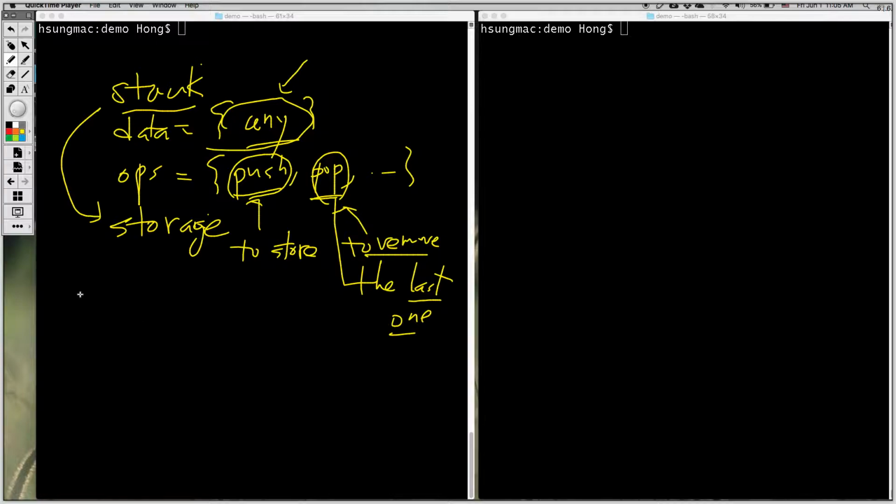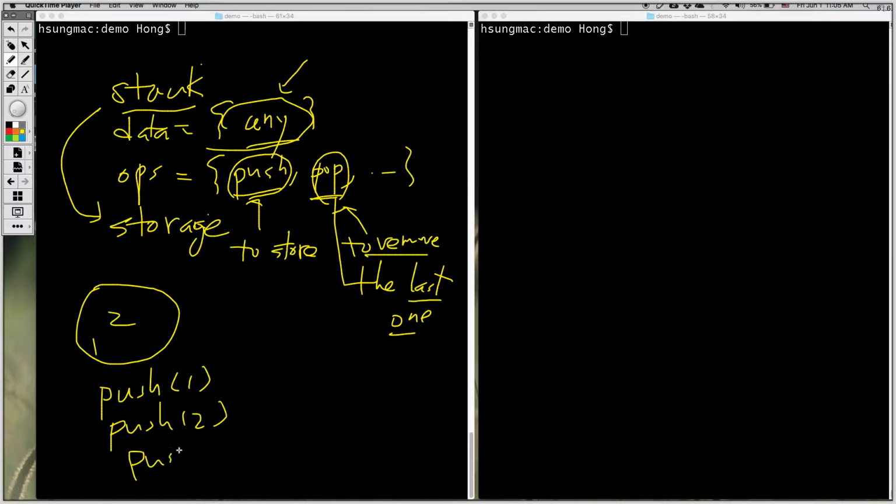What I mean by that is, if I have a storage stack, for example here, I could do push 1, then 1 is stored. If I do push 2 as the second operation, then 2 is stored. If I do push again, then 3 is stored. Now if I do pop, which one will be removed? The last entered data, which is 3, so this one should be popped out.